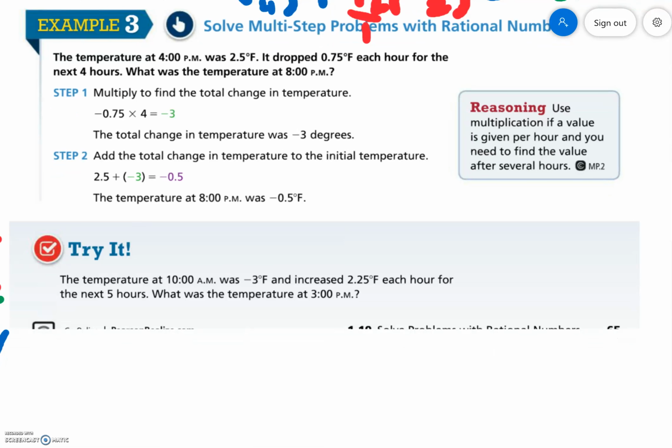Example number 3. The temperature at 4 p.m. was 2.5. It dropped, meaning went down, negative 0.75 after each hour for the next 4 hours. So it goes down 0.75, down 0.75, down 0.75, down 0.75. What was the temperature at 8 p.m.?